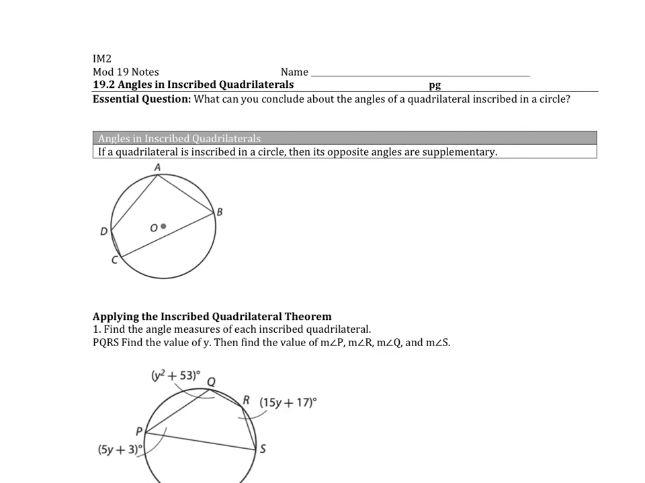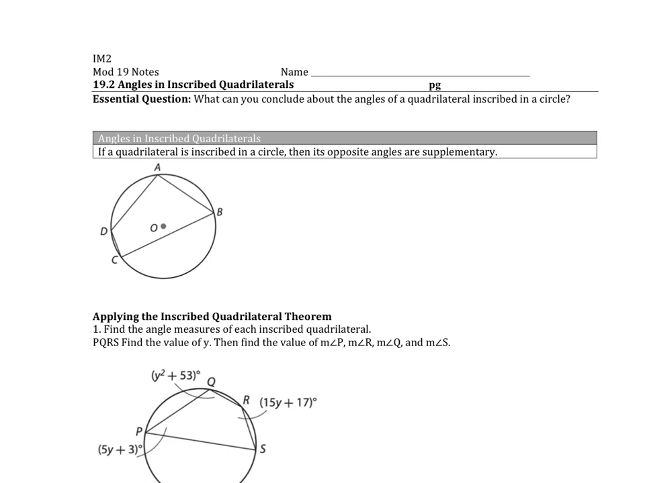All right, continuing with circles and inside circles. This time we're specifically focused on angles inscribed, which means we're inside the circle of a quadrilateral. So what can you conclude about the angles of a quadrilateral inscribed in a circle?